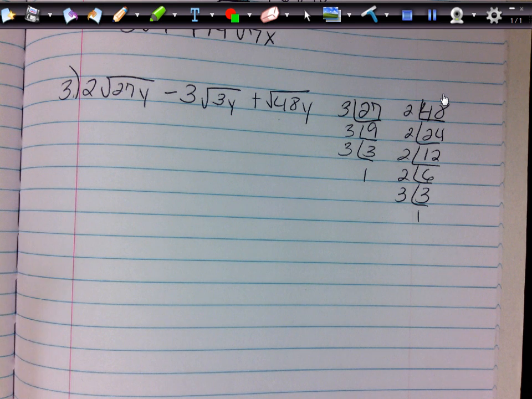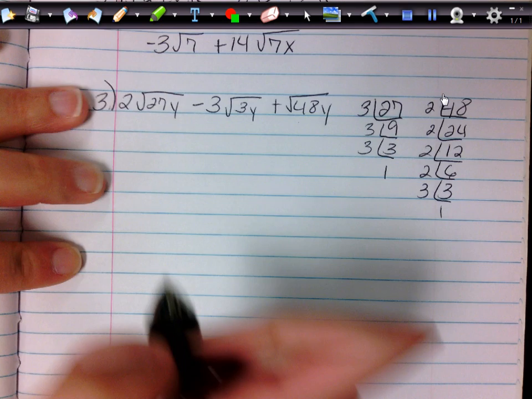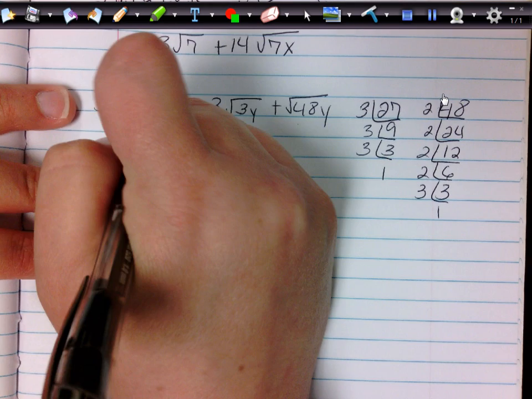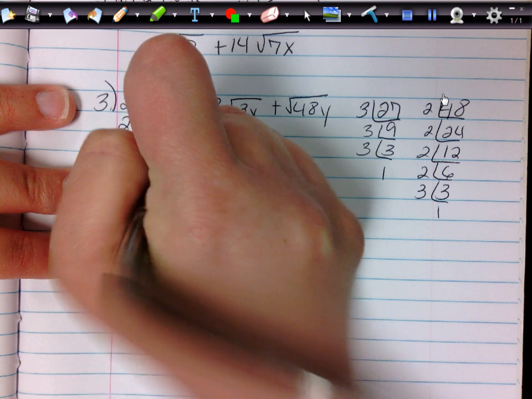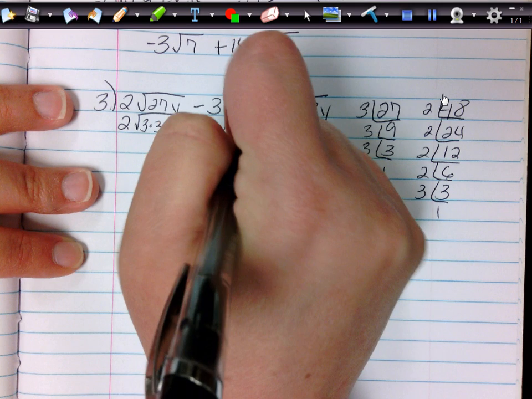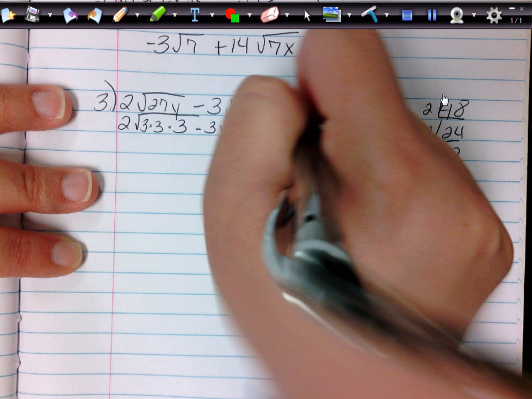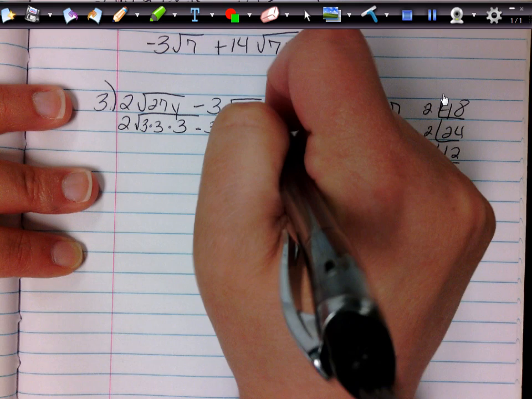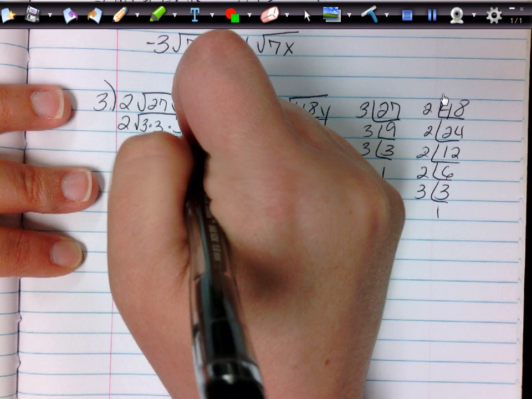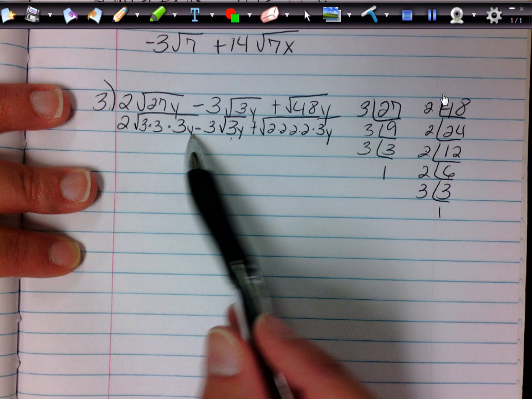Alright, now that I have them birthday caked, I'm going to go through and write them all out like I would if it was each individual one, like 11, 6, A and B. So I'm going to say, instead of 27, 3 times 3 times 3, minus 3 square root of 3y. Again, I didn't have to do that to the 3 because the 3 was already prime. Plus, and instead of 48, I'm going to say 1, 2, 3, 4 2's and a 3. I also need to make sure and bring that y down. I don't have more than 1, so it just needs to come down with it.